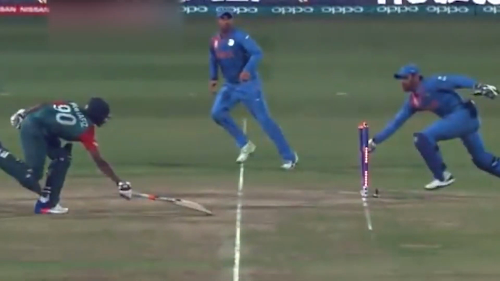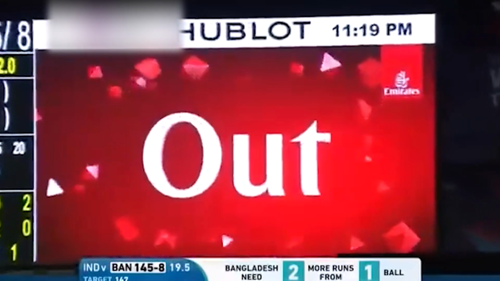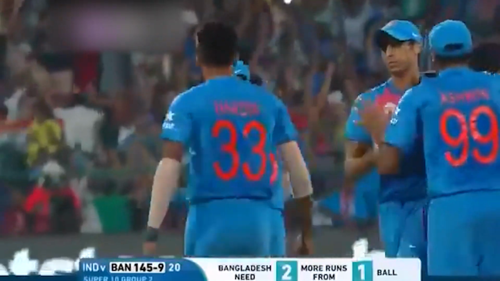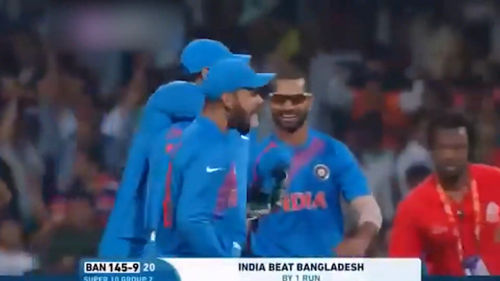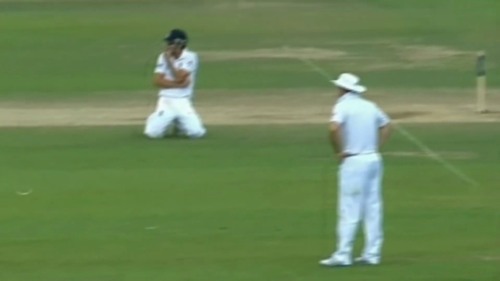Pandya showed nerves of steel as he bowled yorker after yorker, giving away just 2 runs and taking 2 wickets in the process. The celebrations that followed were electric, with the Indian team and fans going wild with joy. This was a moment that showcased the beauty of cricket, with the game hanging in the balance until the very last ball. It's moments like this that make cricket such an exciting and unpredictable sport.